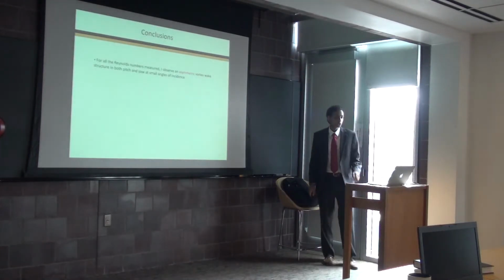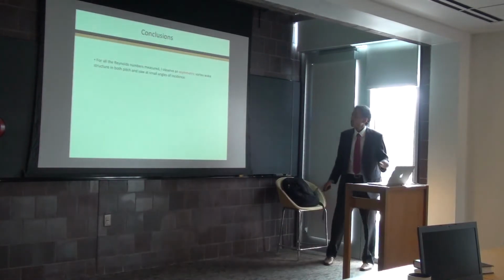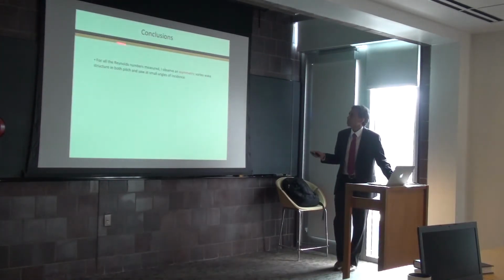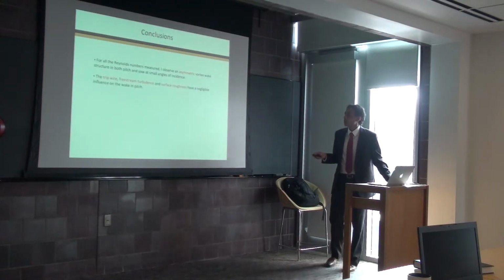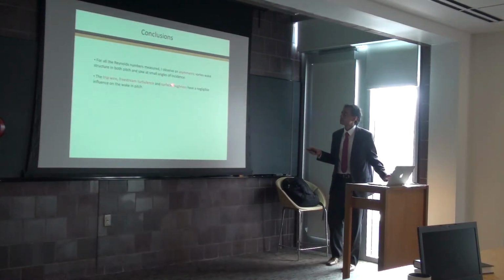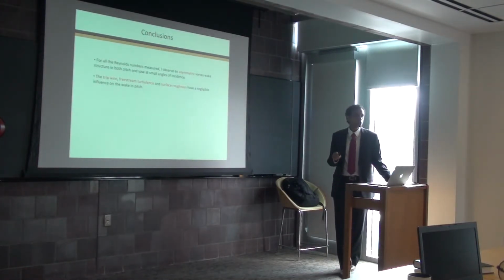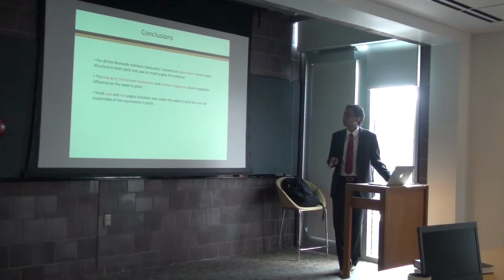With that, I would like to conclude the talk. For all the Reynolds numbers that I've measured, I observe an asymmetric vortex wake structure in both pitch and yaw at small angles of incidence. We believe this to be a novel result. The tripwire, free stream turbulence, and surface roughness have had a negligible influence on the wake structure in pitch. Small yaw and roll angles do translate and rotate the wake, but they are not responsible for the asymmetry that we see.